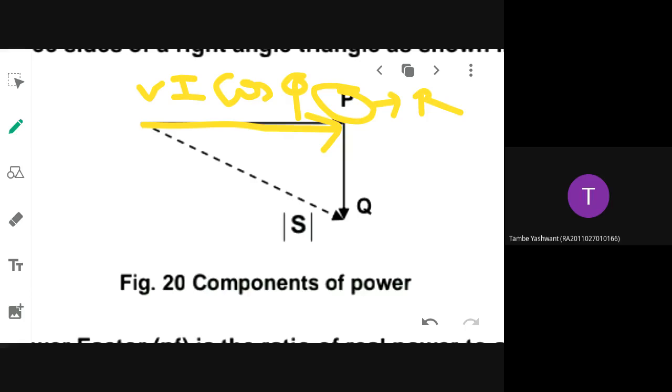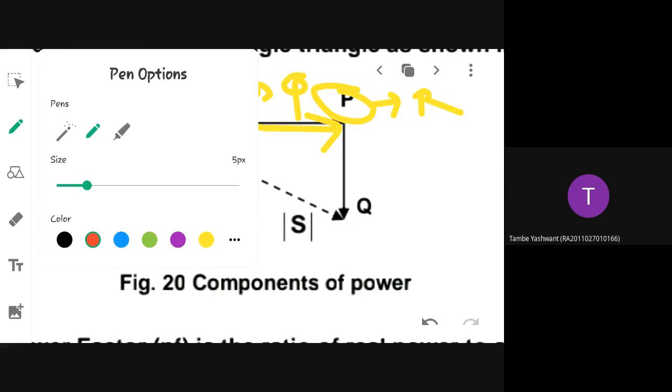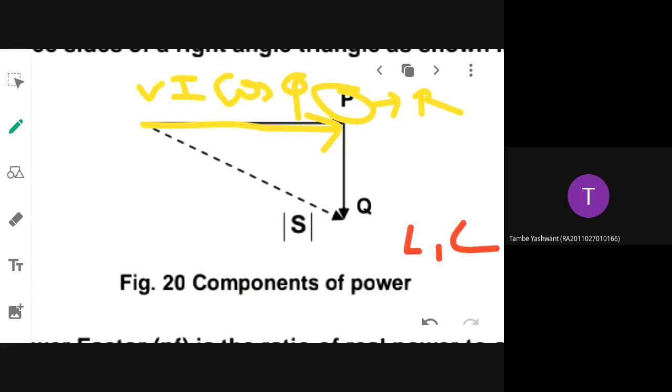Now, apart from resistance, you may also have L and C components in the circuit. That will correspond to X, the reactive component, for which the associated power is Q, the reactive power. What is the formula for it? VI sin theta, or VI sin phi.